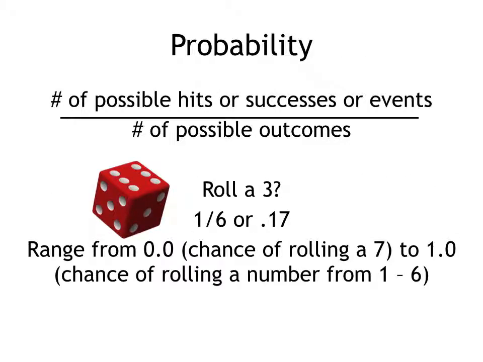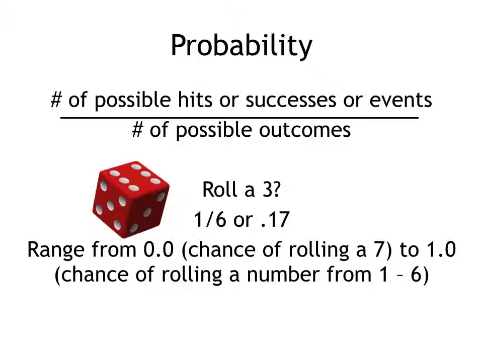I want to talk a minute about probability. Probability is difficult to understand. It seems to be one of those things that people get very mixed up on very easily. But the basics of probability are simply that you're taking the number of possible hits or successes or events, the number of possibilities, and you divide that by the number of possible outcomes you could have.